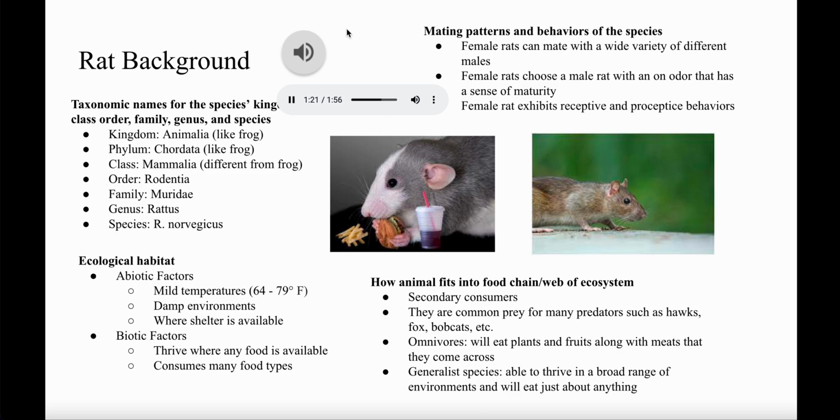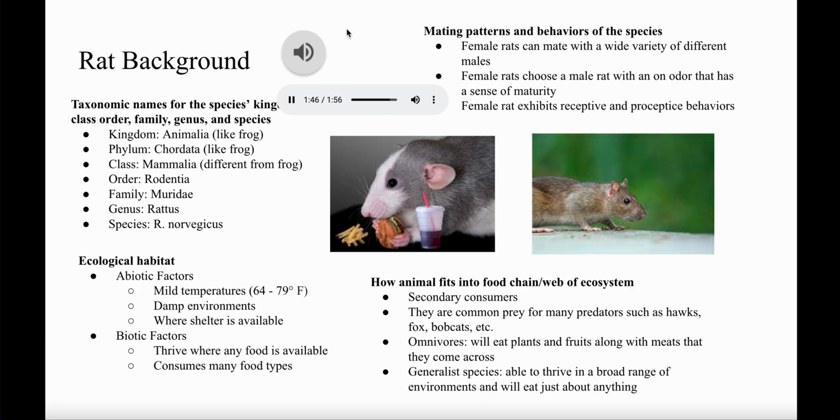And then how rats fit into the food chain and web of their ecosystem. Like frogs, they are also secondary consumers, but rats are also common prey for many predators such as hawks, foxes, bobcats, etc. They are omnivores, as said earlier, so they will eat plants and fruits along with meats that they come across. So basically anything that they see, they will eat it as long as they're able to.